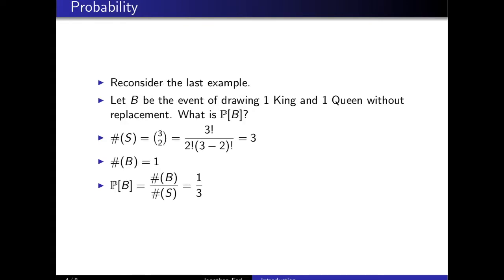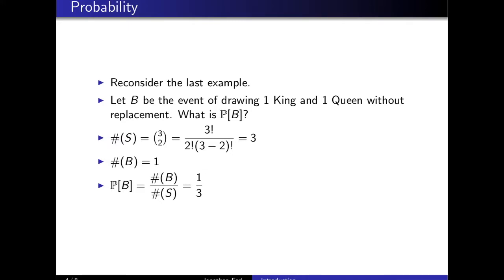Okay, so let's reconsider that last example once more. So we said that B was the event of drawing a king and a queen without replacement from our set of 3 cards, from our set of jack, queen, and king. And we wanted to know what the probability of B was. So we could think about this in terms of combinations. What we're doing here is we're going to draw 2 cards from a set of 3. And there are exactly 3 ways that you could do it without caring about order.